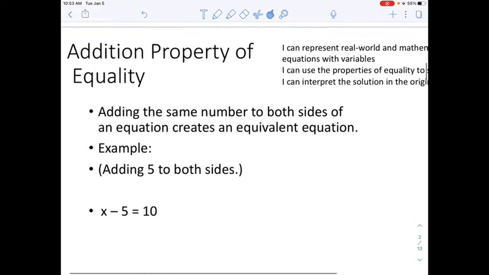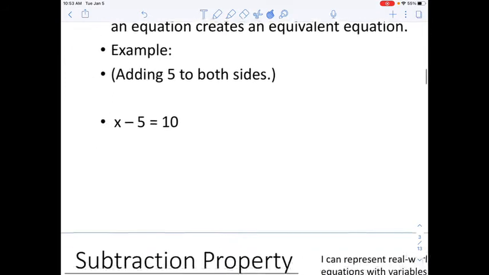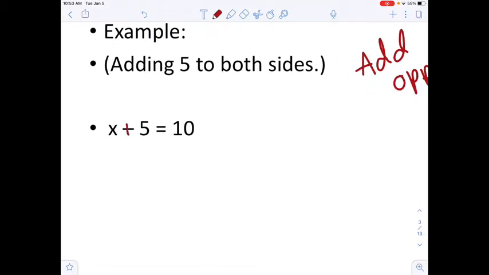The addition property of equality says that we can add the same number to both sides of an equation to make the equation true. So in your notes, you're going to want to write down this example. X minus 5 equals 10. First thing that I always want to do whenever I have subtraction is add up. So the first thing I'm going to do is I'm going to change that subtraction to plus negative 5.